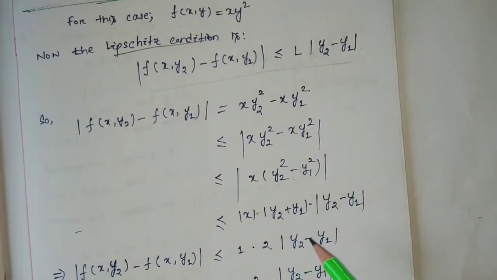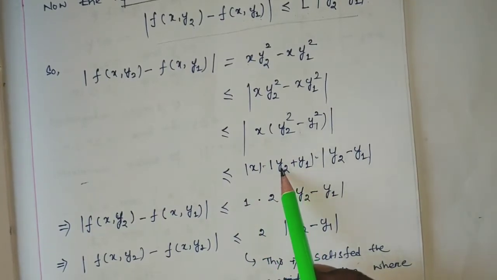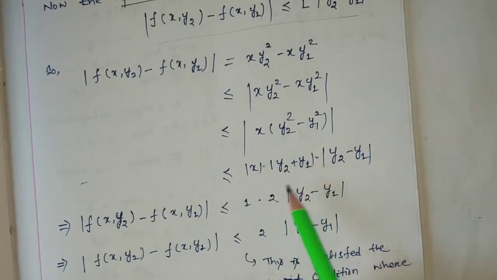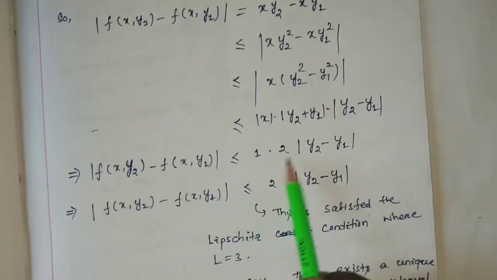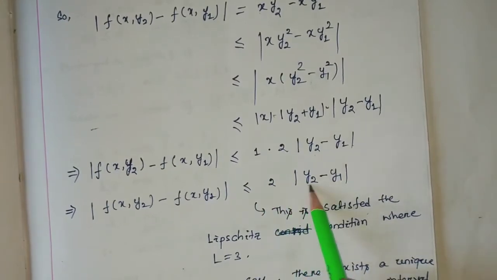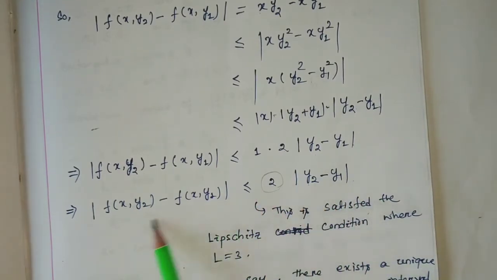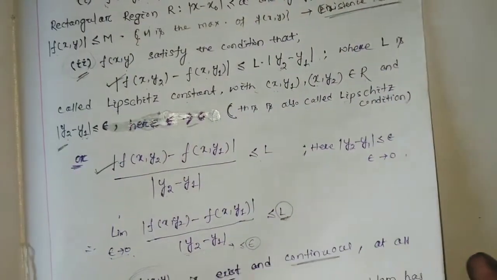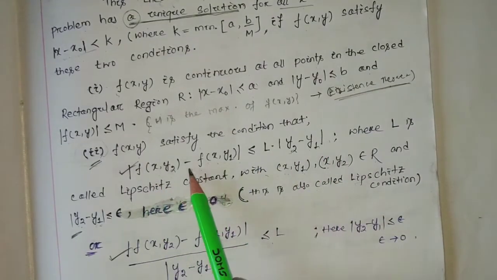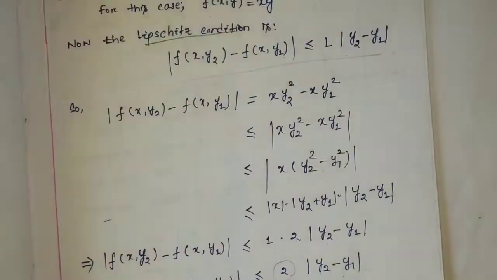So this will be |x| is 1, and the maximum value of y is 1, and y1 and y2 are equal or very near, so we can write 1 plus 1, that means 2, times (y2 minus y1). So here 1 into 2 is 2, times (y2 minus y1), some constant into this. If I compare this equation with the Lipschitz condition, it exactly matches. The Lipschitz condition says this is less than or equal to some constant times (y2 minus y1), so this is matched with this one.